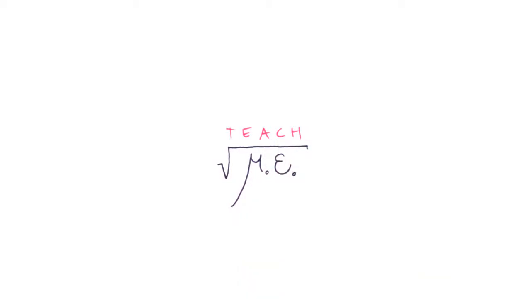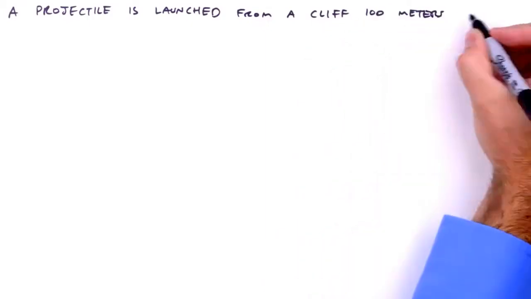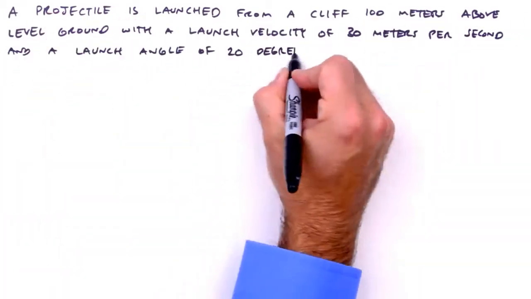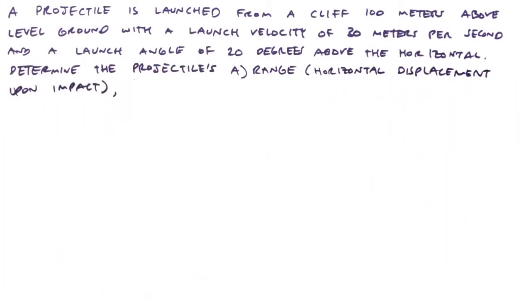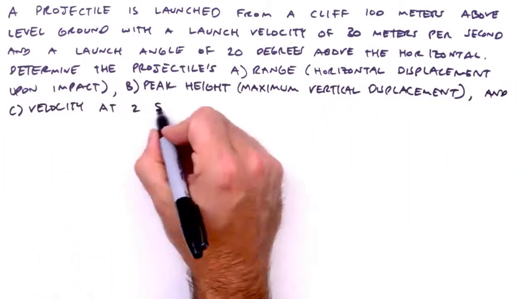classic projectile motion problem involving an angled launch from uneven ground. For this problem, we're given the initial position and velocity of the projectile, and our task is to determine the projectile's range, peak height, and velocity at some point in time along its trajectory.